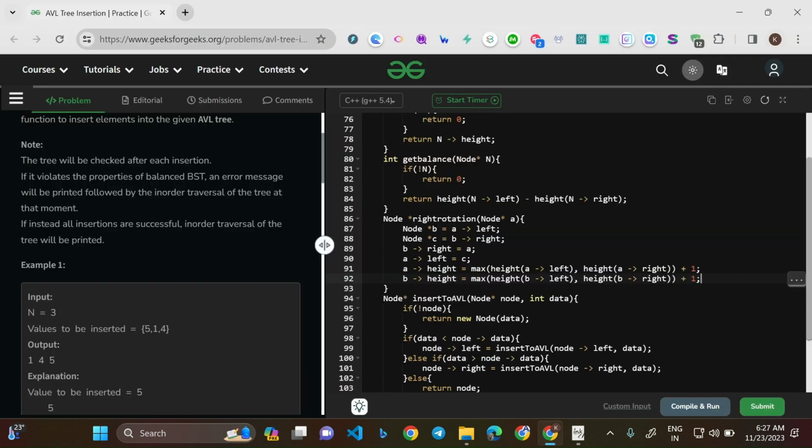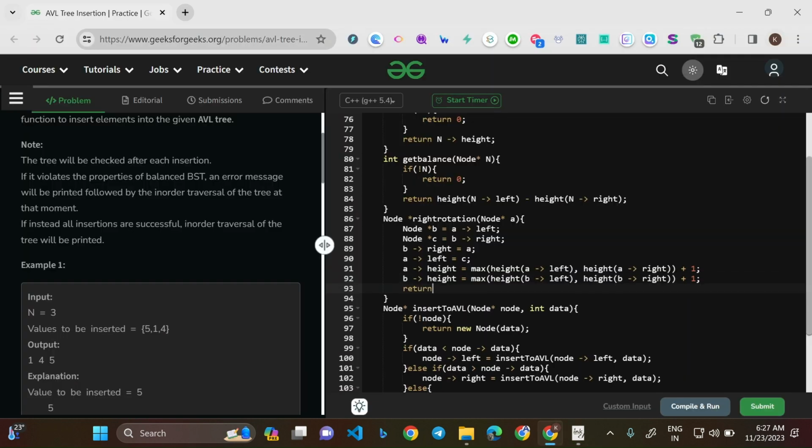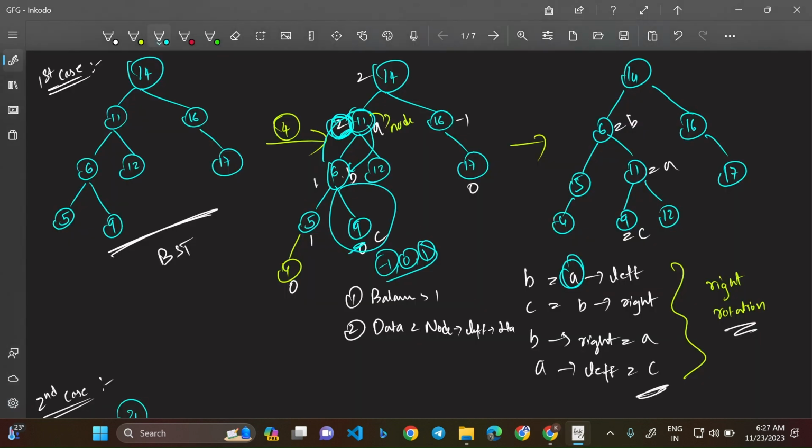Okay, so these are the things that we have updated, and finally we will be returning what? B. Why are we returning B? Carefully observe. Once the rotation is done, what is the present left side of 14? That is 6. It's no more 11. It's 6. So that's the reason we'll be returning B. What is B? B is A's left, that is originally 6. That is what we are returning.